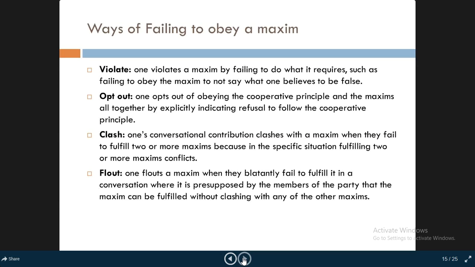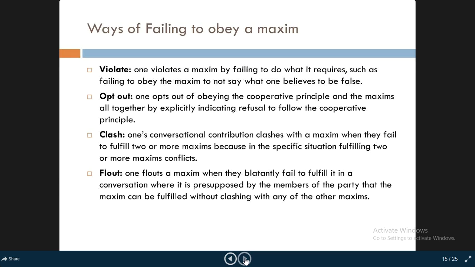Ways of failing to obey a maxim. Violate. One violates a maxim by failing to do what it requires, such as failing to obey the maxim not to say what one believes to be false. So there is a maxim violation if the principles are not agreed by the speakers. Opt out.